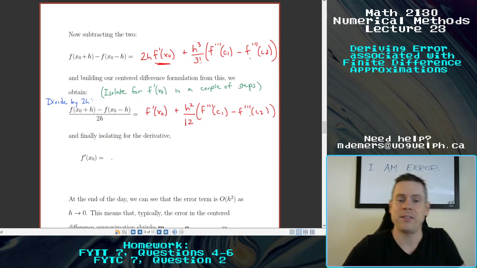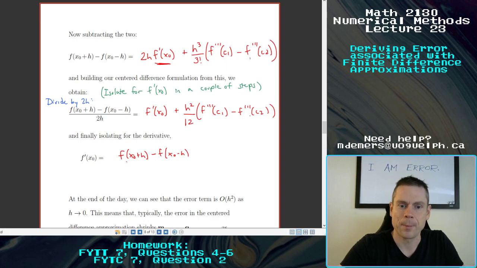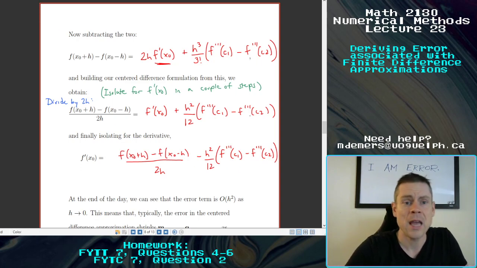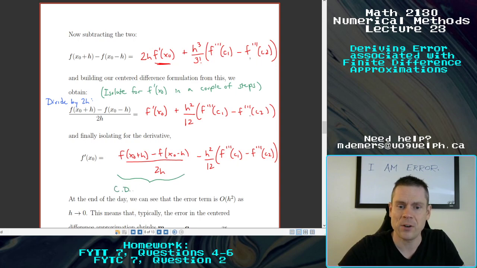Okay, and then finally we'll isolate for the derivative, and we're going to get here f of x0 plus h minus f of x0 minus h over 2h, and then with this ugly thing here, but that's minus h squared over 12, f triple prime at c1 minus f triple prime at c2. And what we find is that this is a scheme, our centered difference approximation scheme, and this is the associated error.